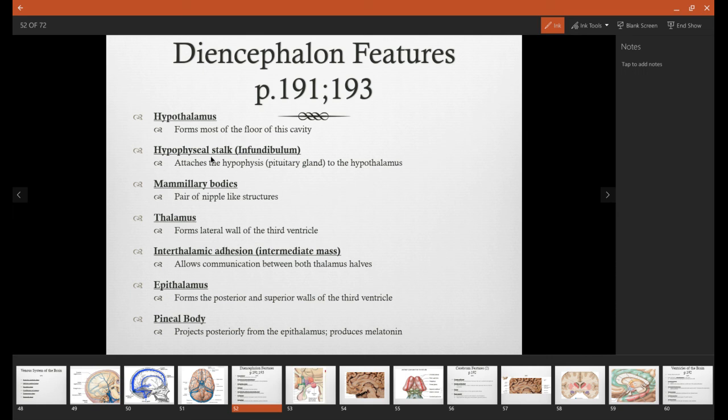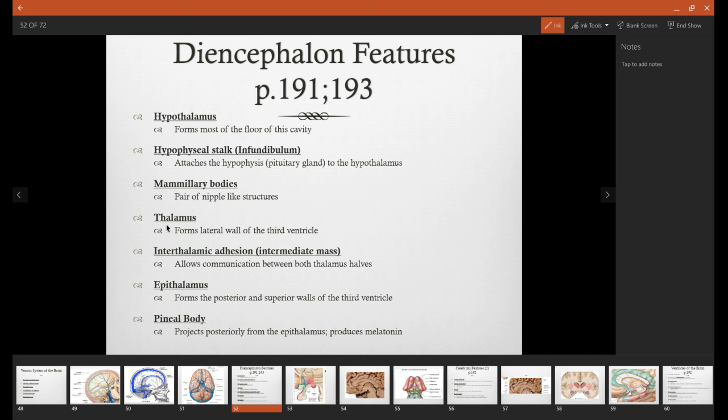The hypophyseal stalk is also called the infundibulum. And what this is, it's just a connection point between the pituitary gland, which is also called the hypophysis, and it just connects it to the hypothalamus. There will also be two swellings called the mammillary bodies that are part of the diencephalon.